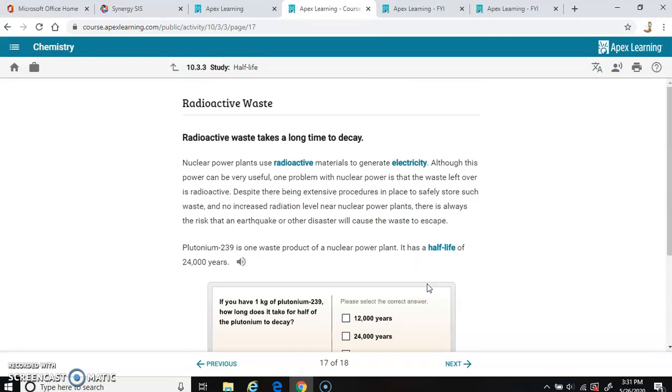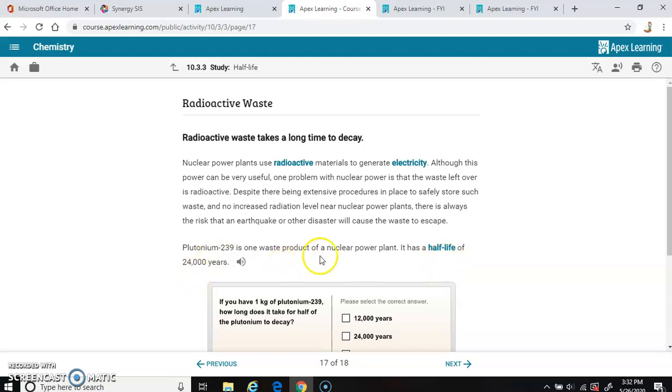Now, nuclear power plants use radioactive materials to generate electricity. However, the biggest problem is the waste that's left over. Once it breaks down, it lasts so long that it's still radioactive. It's still breaking down, so they have to store it in a safe place with no radiation leakage, and there's always a risk of earthquake or disaster because they're burying it in different areas. It's a big problem, and one of the negatives of nuclear energy.